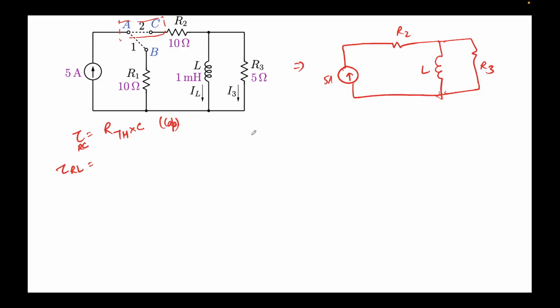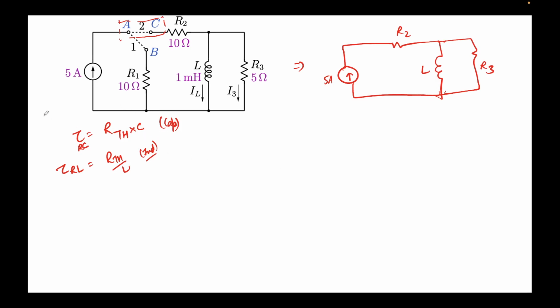R upon L, right. This is for the inductor. So I still have problems in identifying which is which. I only remember tau equals RC, and I know L and C are inverted of each other. How do I know that?